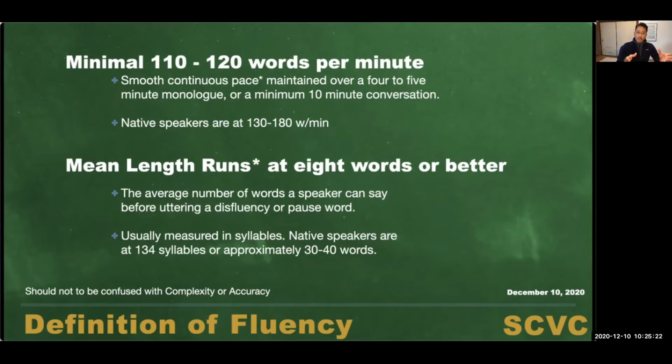They would be stopping in the middle of the sentence, et cetera, et cetera. That is what fluency is about. Can you speak at a certain pace? Can you say things smoothly? Those two things are defined here.